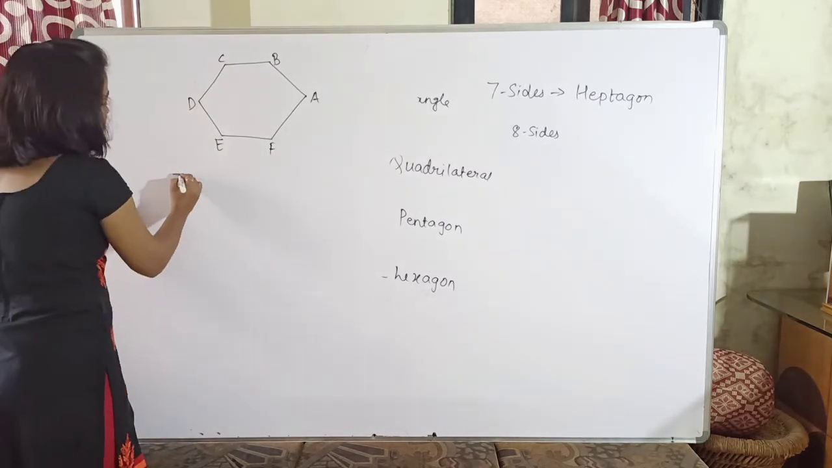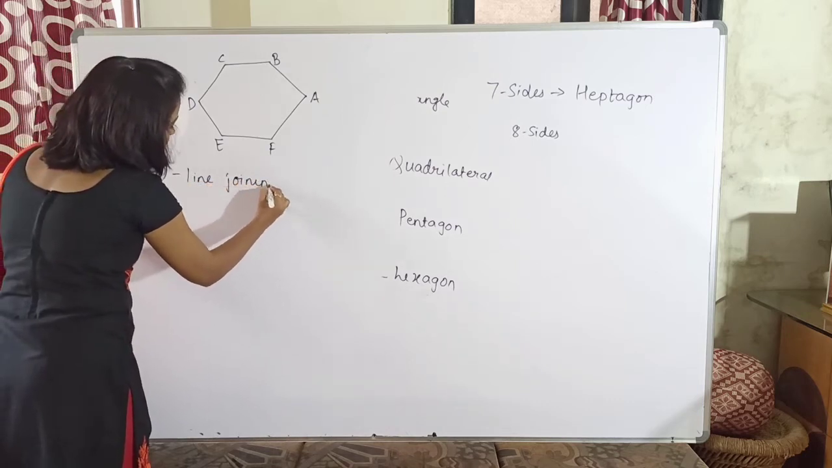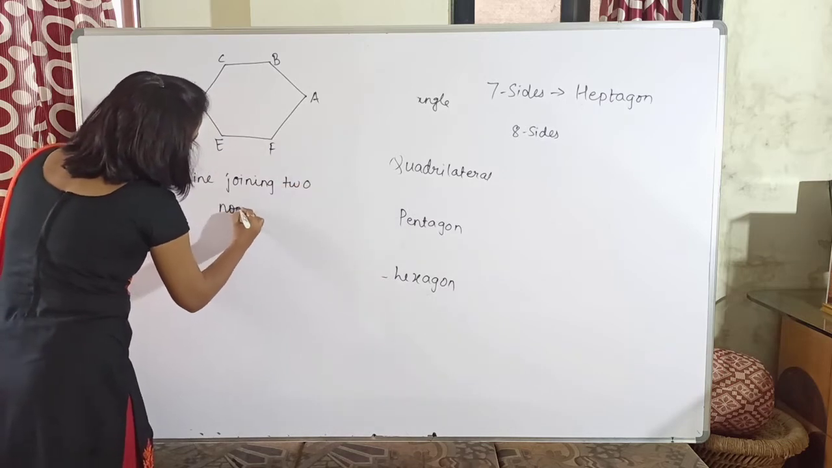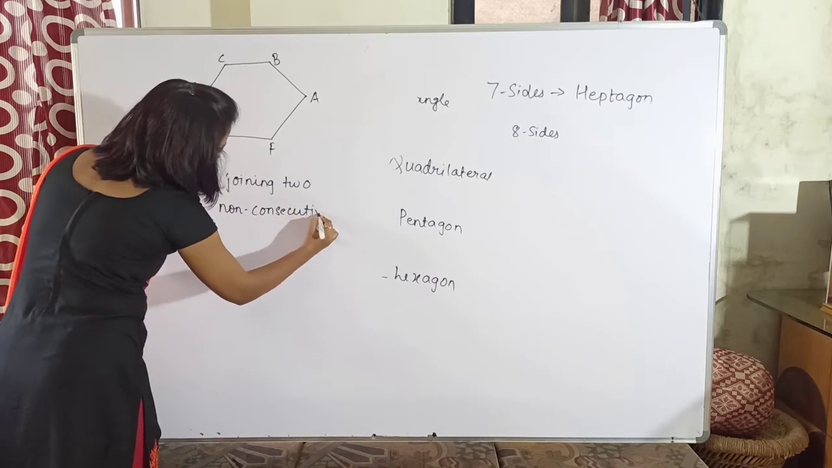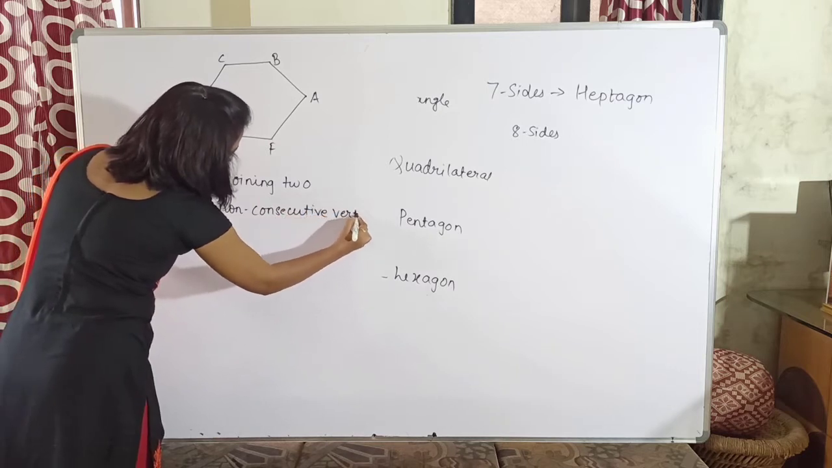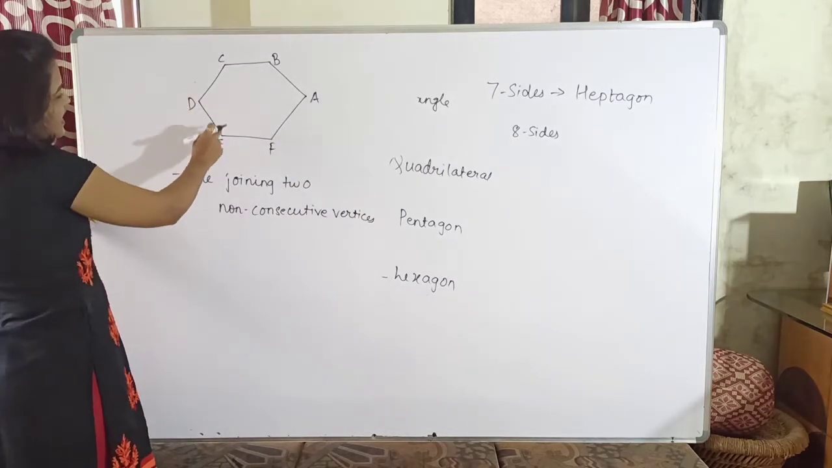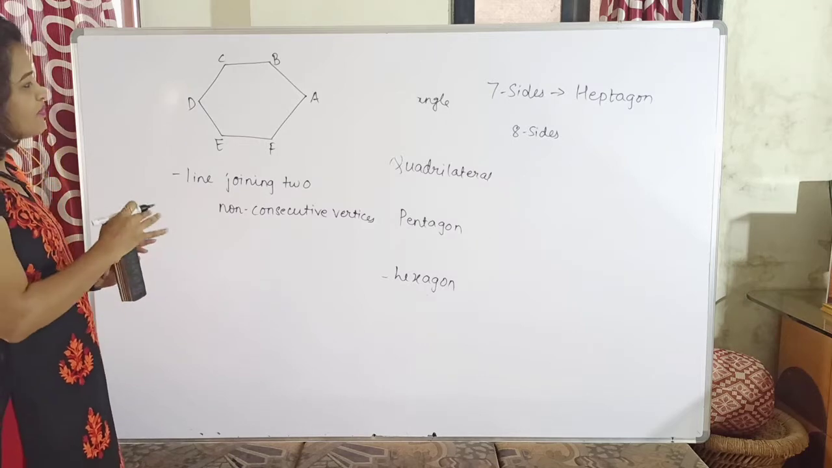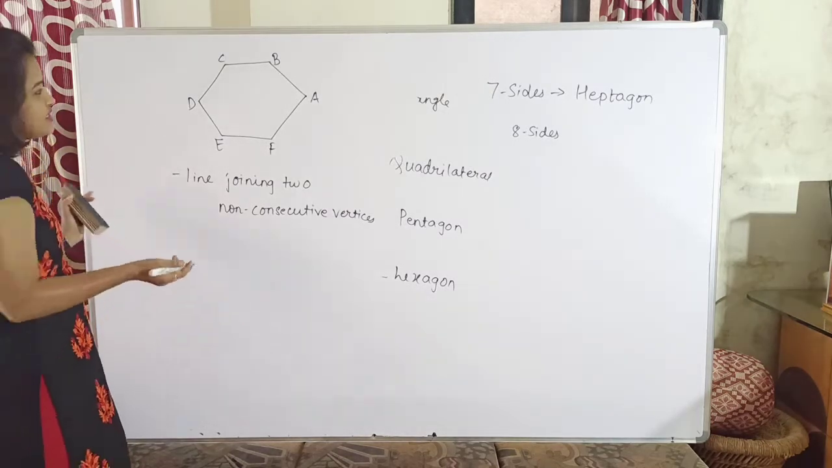So a diagonal is a line which is joining two non-consecutive vertices. Now what is meant by non-consecutive? Not neighboring. If I consider vertex D, then C and E are its neighboring vertices. So you have to leave those neighboring vertices, and apart from that, if you join the other vertices by a line, that is called a diagonal.